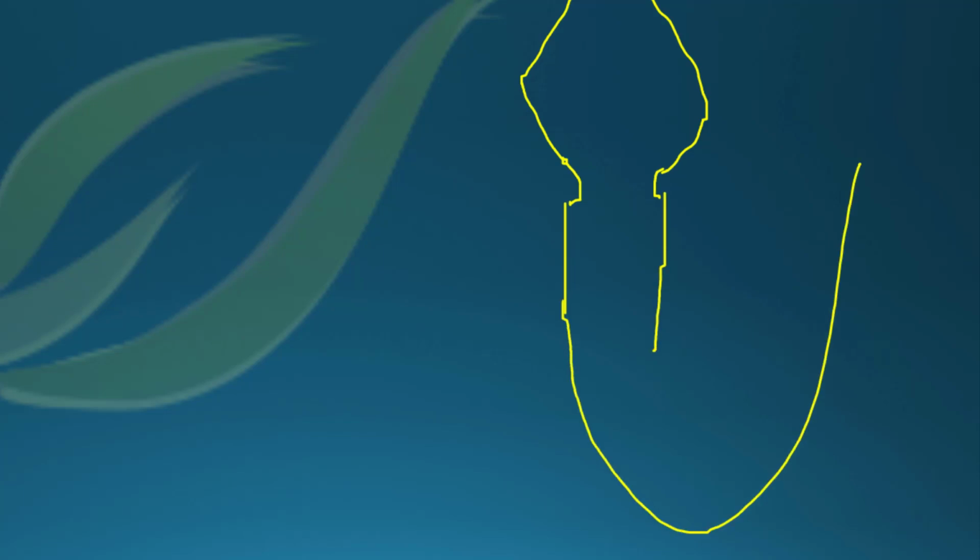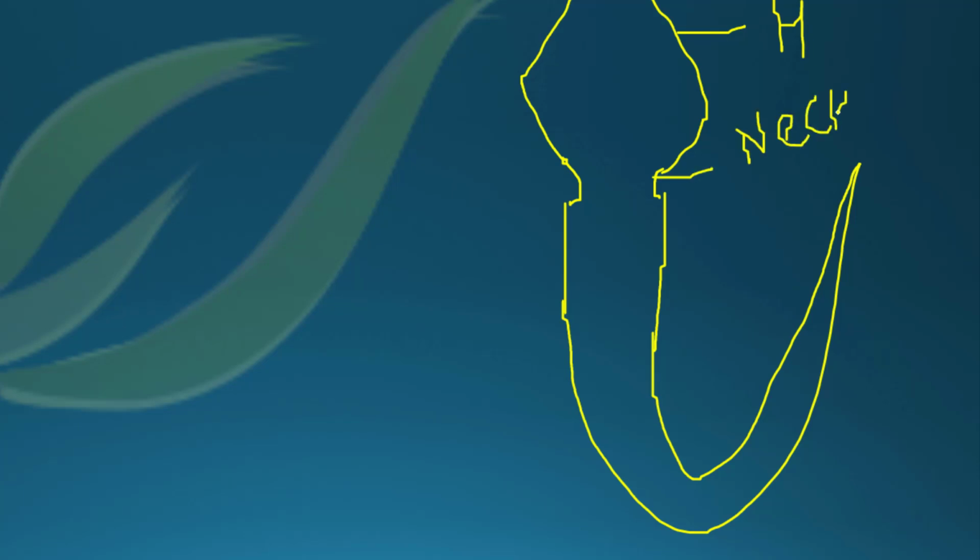So the sperm structure consists of the head, a small depression called the neck, the middle piece and the tail. These are the 4 parts of the sperm. This is the head part, this is the neck, this part is the middle piece and this is the tail.